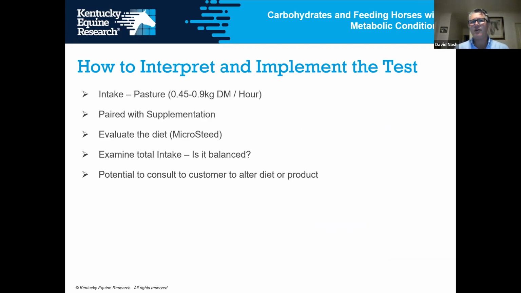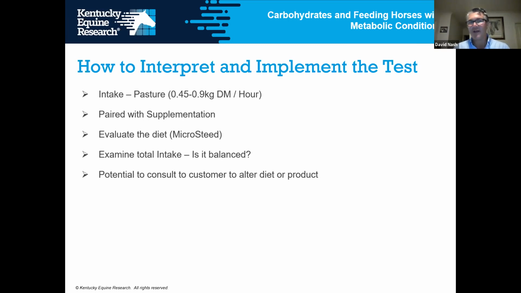So how do we interpret and implement these tests? It gives us a guideline of what nutrients are going to go into our horse if they have free range to pasture. Generally, intake of a horse that's allowed free access is going to be anywhere from 450 grams to 900 grams of dry matter pasture intake per hour.